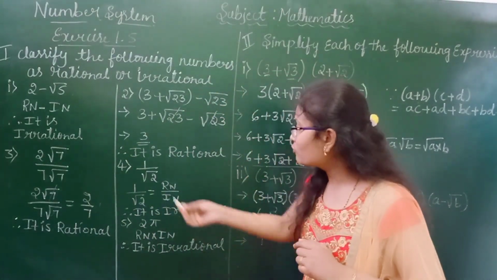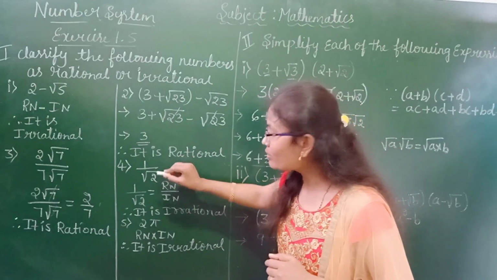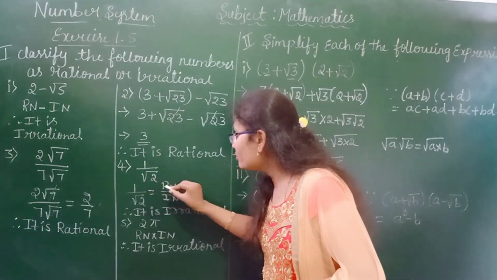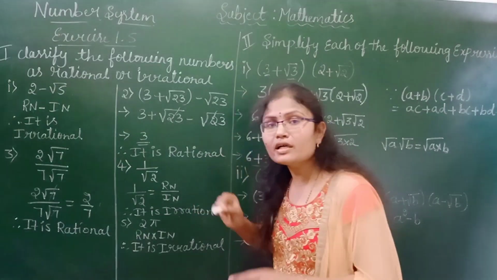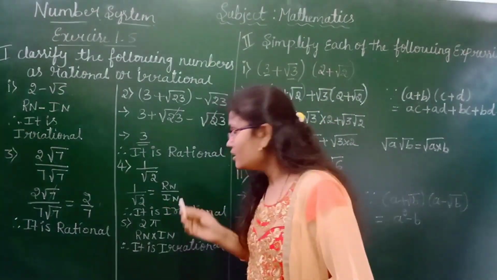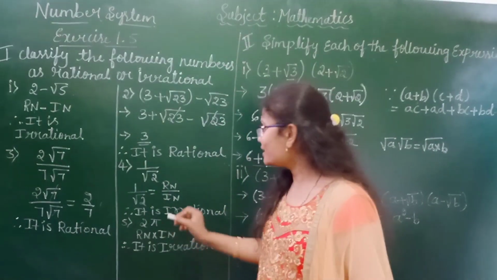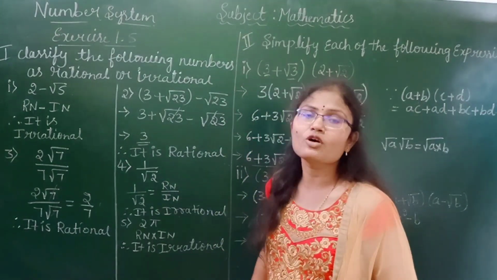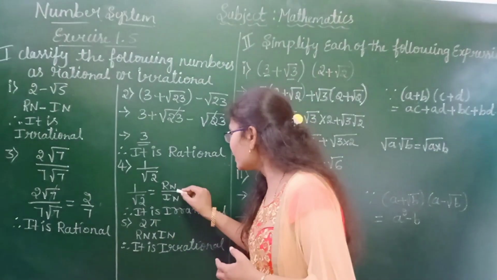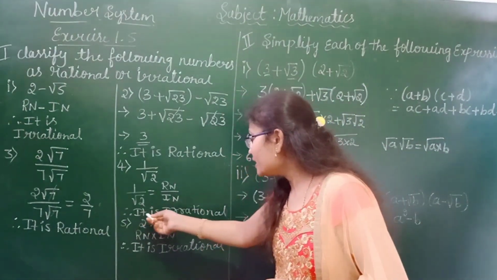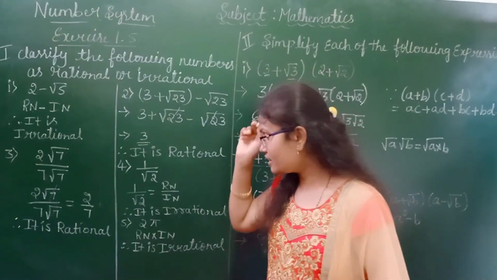Next we will move on to the fourth problem, that is 1 by root 2. Here you can observe that the numerator contains a rational number and the denominator contains an irrational number. Obviously we know that when we divide a rational by an irrational, the number becomes irrational.